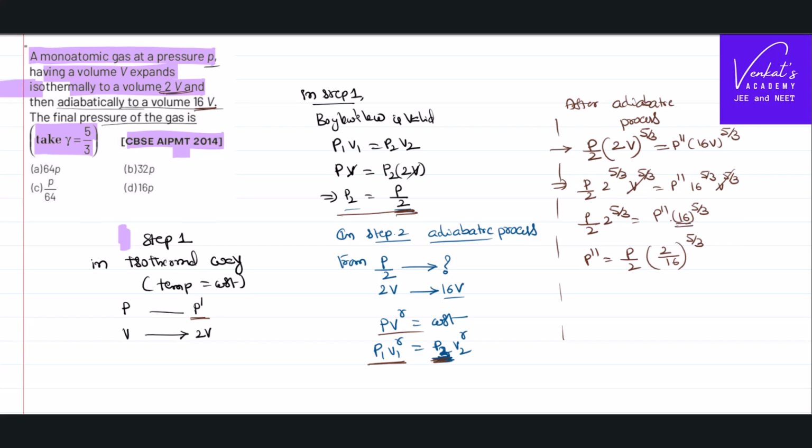I got this 16 into the denominator. As powers are same, they can be divided in the base. So that is P by 2. 2 by 16 is 1 by 8, power of 5 by 3. P by 2, 1 by 8 can be written like 1 by 2 power 3, power 5 by 3. This 3 and this 3 can be cancelled in the powers. So P by 2, 1 by 2 power 5. 1 by 2 power 5 is 1 by 32. P by 32 and 2 is P by 64. So the answer for the problem is P by 64.